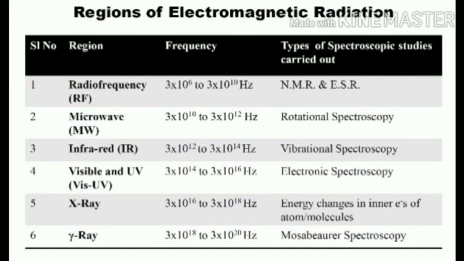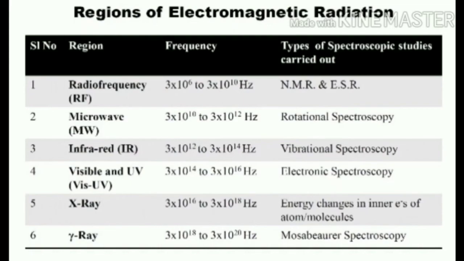So this table is very important. If you can just remember this table, various types of questions may be asked in the exam. For example, these regions may be given haphazardly and you will be asked to arrange them in increasing order of frequency or wavelength. Or sometimes questions may ask what type of spectroscopic studies are carried out in a particular region of the electromagnetic radiation. So this table is very important.